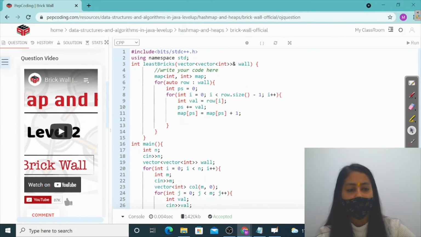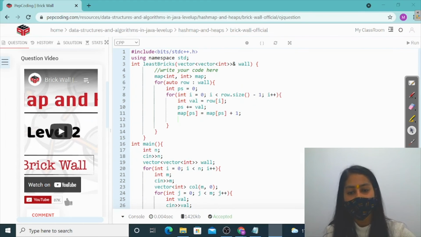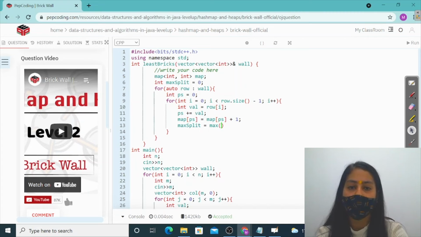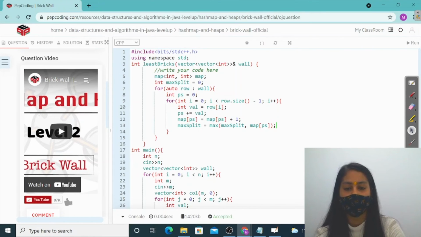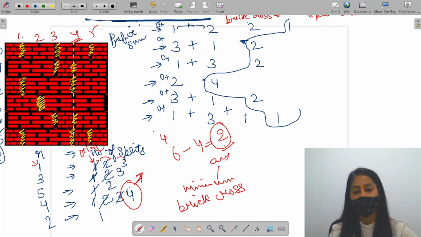So after that we are doing what, that we are maximizing the value, right? So let's take a maximum variable here. Let's name it as maximum split. Let's initialize it to 0 and after putting it to our map, let's update this variable to the maximum number of splits we got up till now, right? So this is max split we got up till now and the new value we added to our map, right? So this for loop will give me the maximum number of splits, that is it will give me 4 in the max split variable, right?